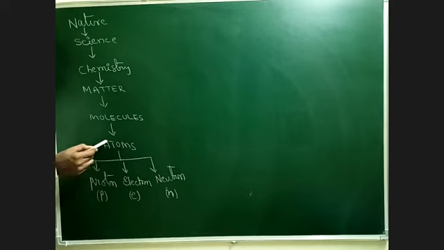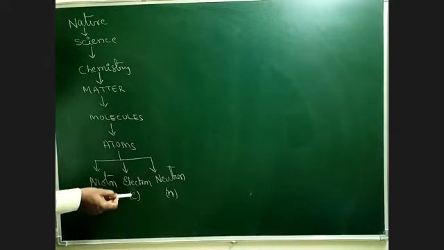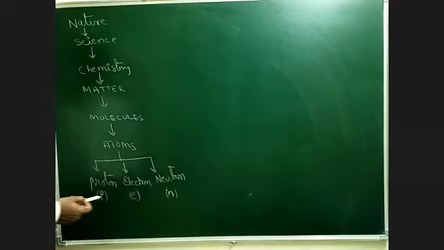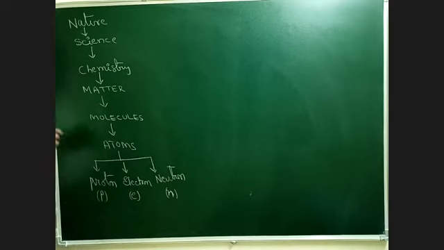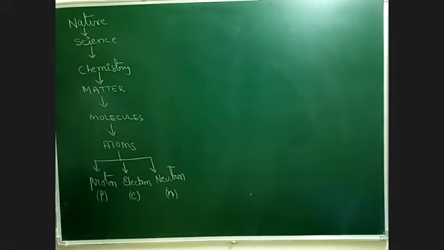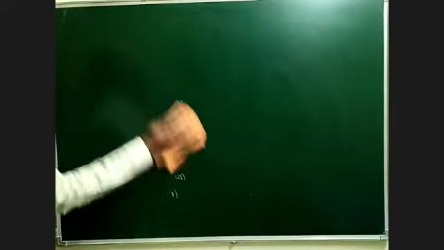The atom has three fundamental particles: proton, represented by P, electron, E, neutron, N. So simply, PEN. This is what we have learned in the previous class. Now let us see the properties of proton, electron, and neutron.